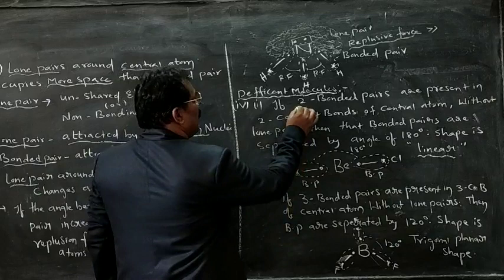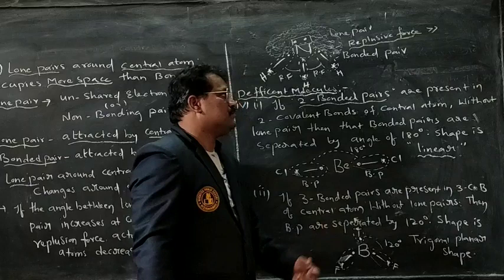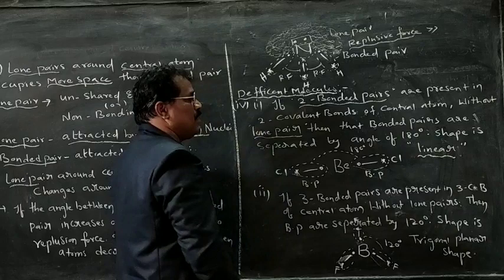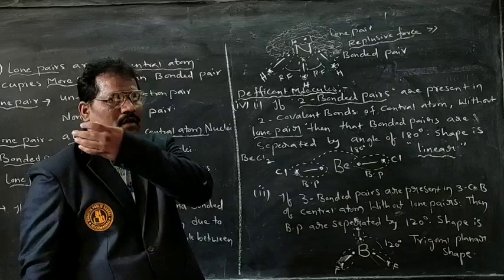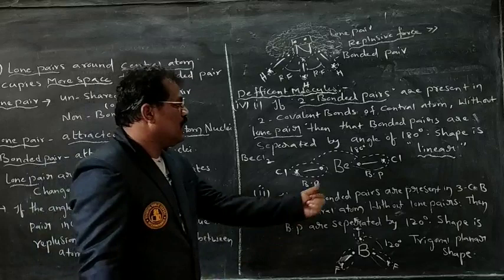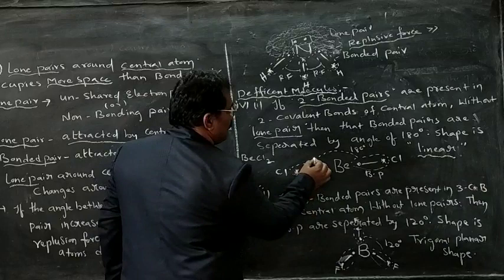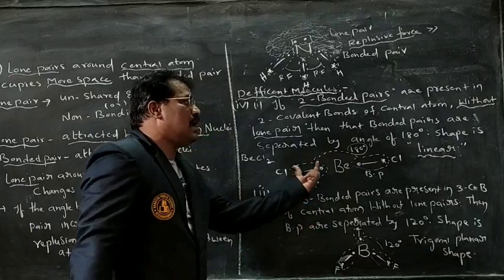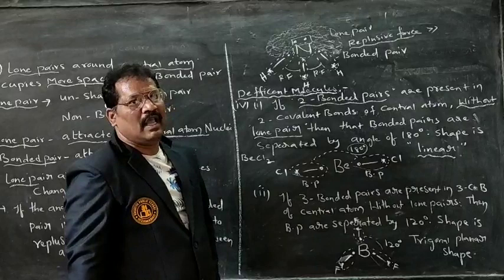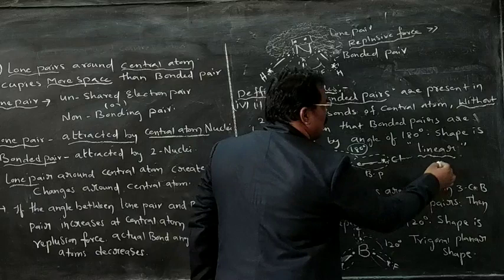First of all, coming to the first point, if there are only two bonded pairs around the central atom, without any lone pair, only two bonded pairs, this is one bond pair, this is one bond pair. The best example for that is beryllium chloride molecule. It has one bond pair and another bond pair, such that the bond angle will be equal to 180 degrees, as there is no lone pair. The bond angle between those two bonded pairs will be 180 degrees, and the shape of the molecule will be linear, a straight line.